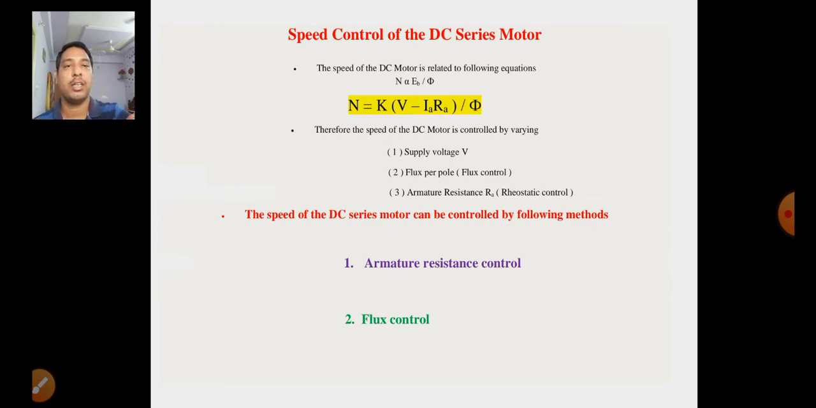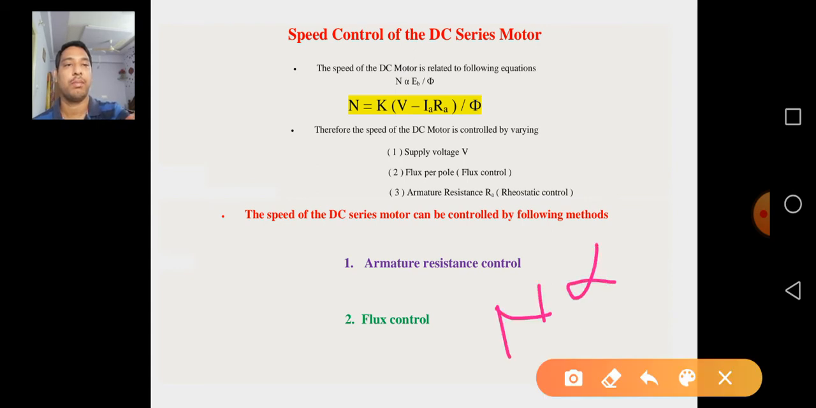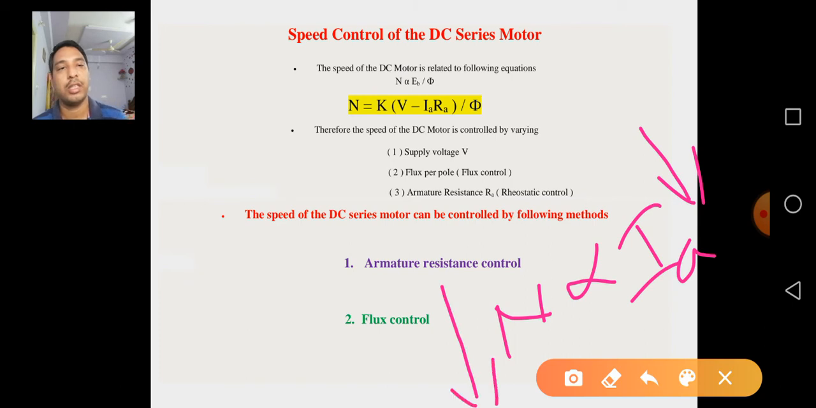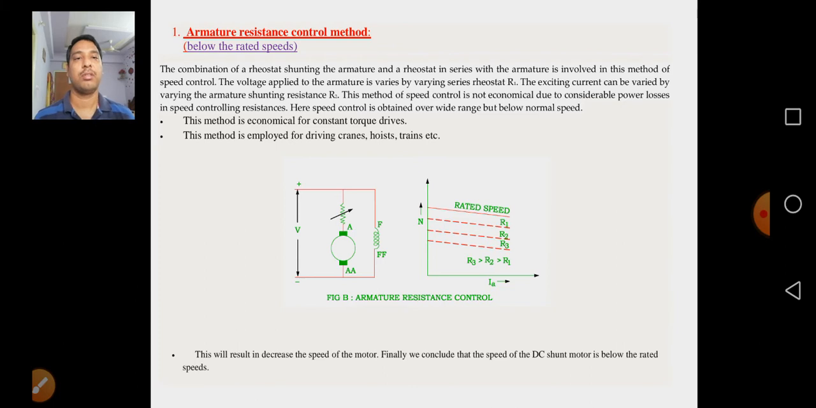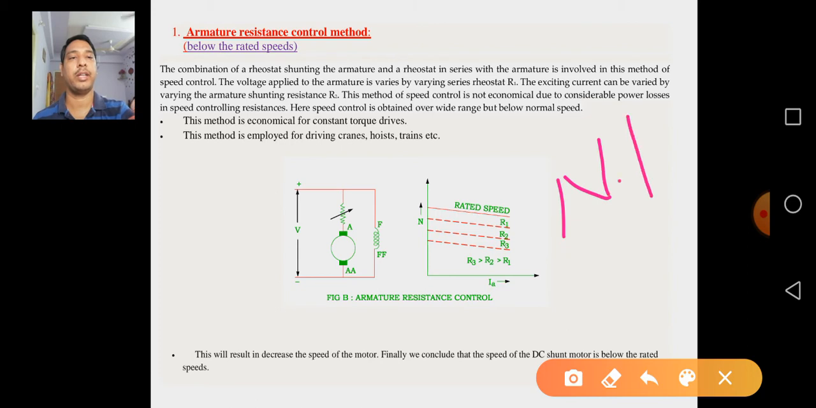So that is nothing but here I can write the speed value is proportional to the I_A value. Therefore I_A is going to decrease. When I_A is decreasing, obviously the speed of the motor is also going to decrease. Why? Because both are directly proportional. So from this, what I can say is, in the armature resistance control method, if we go on increasing the armature resistance, there will be a decrement in the speed.